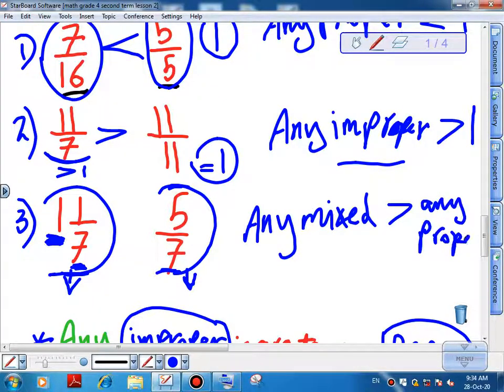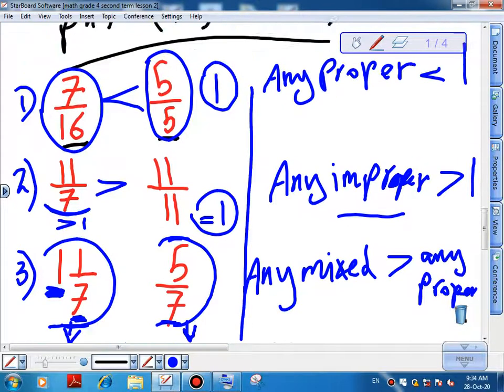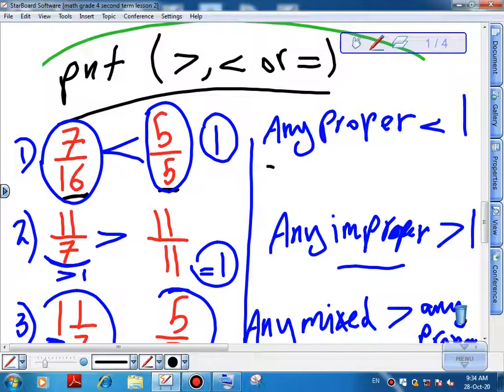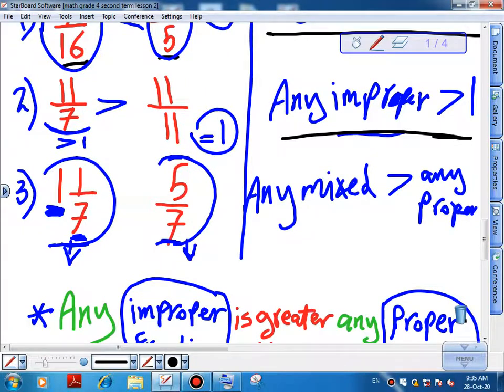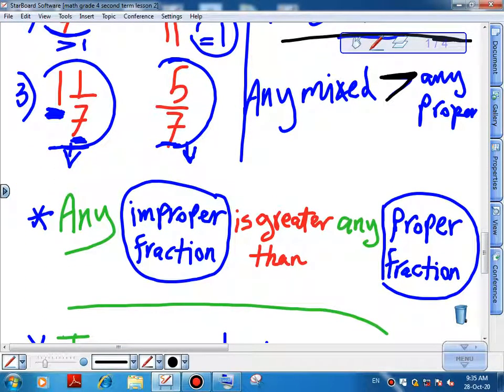Okay, so we learn that any proper fraction is smaller than 1 and any improper fraction is greater than 1, but any mixed number is greater than any proper fraction. There's a note that says any improper fraction is greater than any proper fraction, like 7 over 5. 7 is greater than 5, so this is an improper fraction.